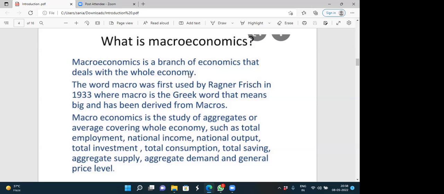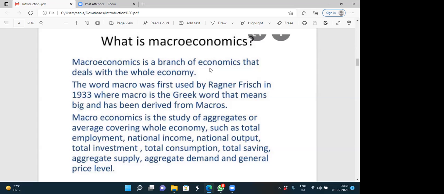That means whole world economy. It's not about India, it's not about China, it's not about Pakistan, it's not about UAE. It's about economy as a whole. That means whole world's economy. And if we are studying a particular economy, India's economy, China's economy, that will come under microeconomics. But when we study the economy of the whole world, that is a macroeconomics concept.